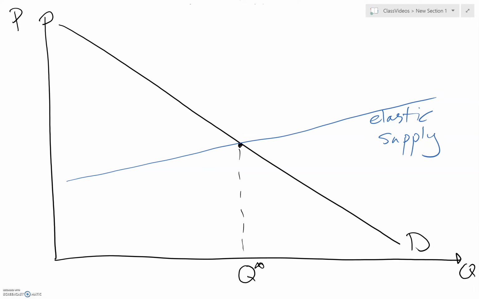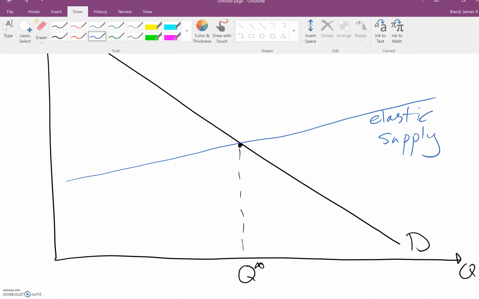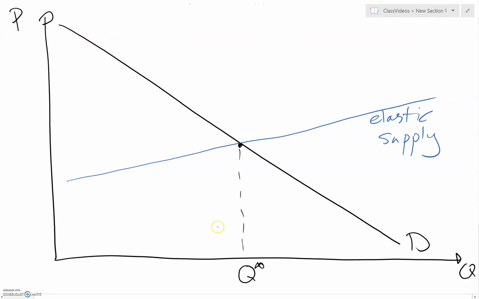And we're going to have a relatively inelastic supply curve, which is going to be steeper. Okay, that doesn't really pass through the point I want it to. It needs to cross the demand curve at least roughly the same point. So here it is. Here's my inelastic supply.